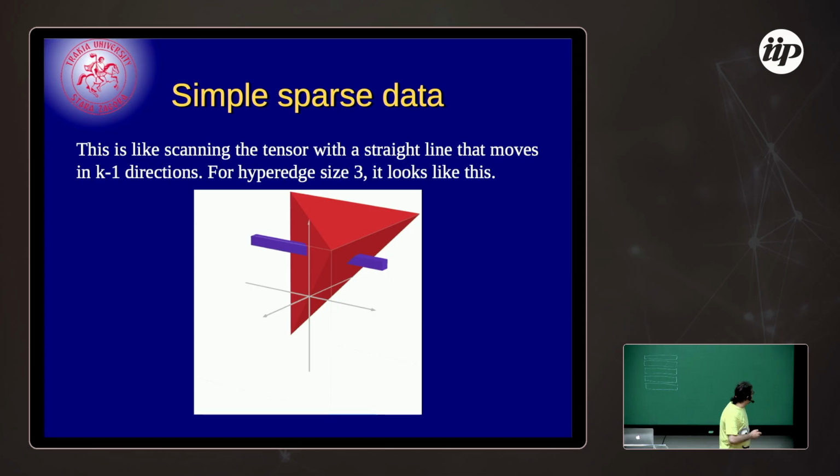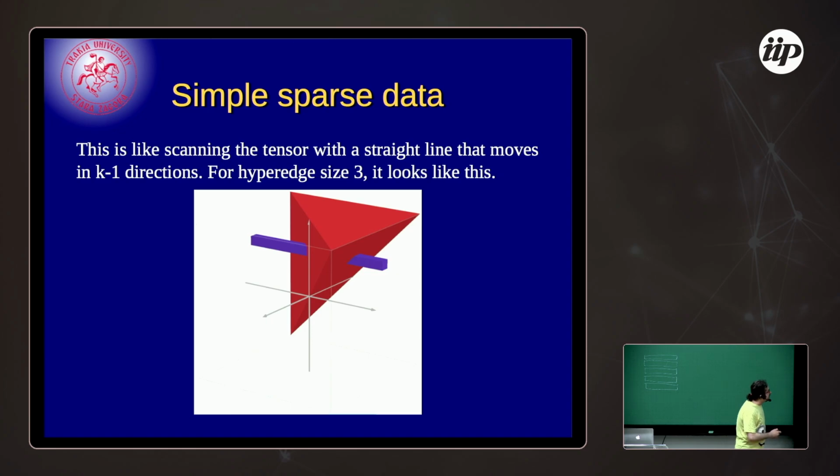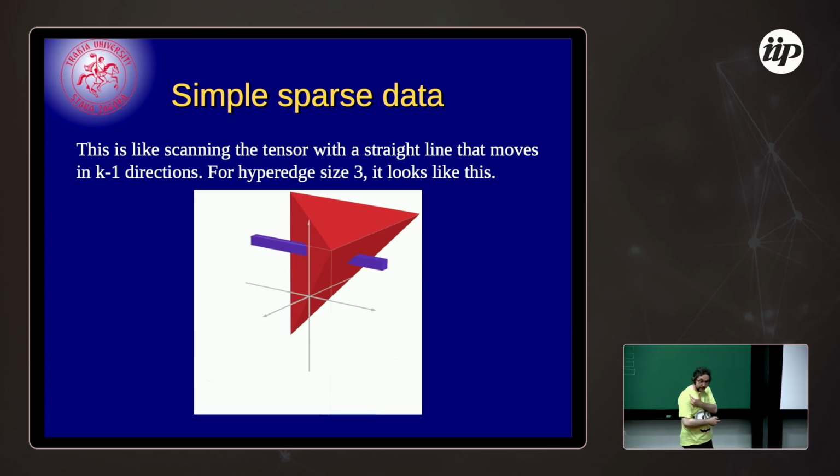So this means that each of these rows, this blue row here is like this row here that I drew on the board, each of these rows doesn't really need to be stored in its entirety, because we only care about this part here. So we only need to care about the intersection of these rows with the uppermost hyperpyramid of the tensor. Also, if the data are sparse, chances are these intersections are all zeros. There's no edges there. So this means even less stuff to record.